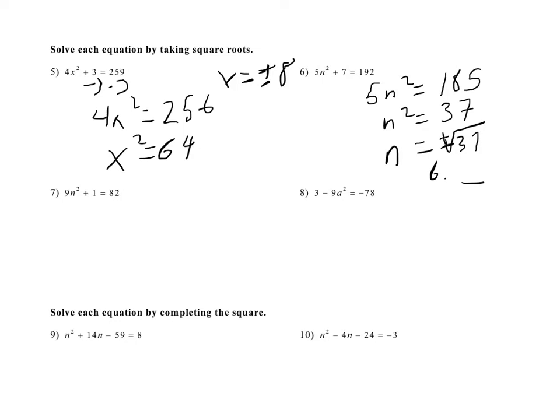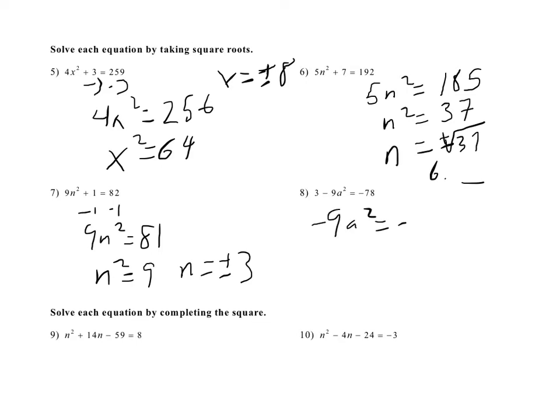Number 7, subtract 1 to the other side. 9n squared is equal to 81. That means n squared is equal to 9, so n equals plus or minus 3. Then number 8, subtract 3 over: negative 9a squared is equal to negative 81. And I think we see where this is going. It kind of looks a lot like number 7 there, so pretty similar. Get plus or minus 3.